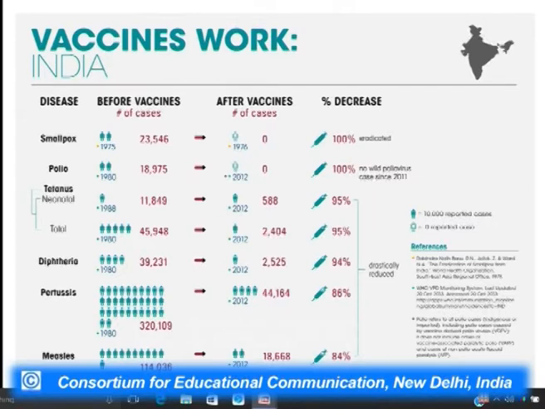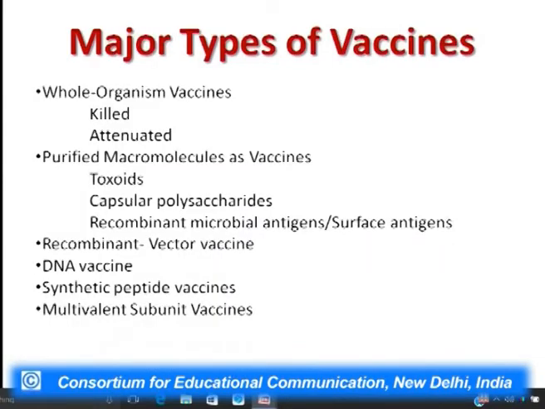Similarly, for other diseases, for example, in measles there is an 84% decrease, for pertussis an 86% decrease, for diphtheria a 94% decrease post vaccination, and for tetanus almost a 95% decrease, both neonatal and in adults. So, we can very well say yes, vaccines do work, right. With this, let us come to the real topic of today's discussion, the major types of vaccine.